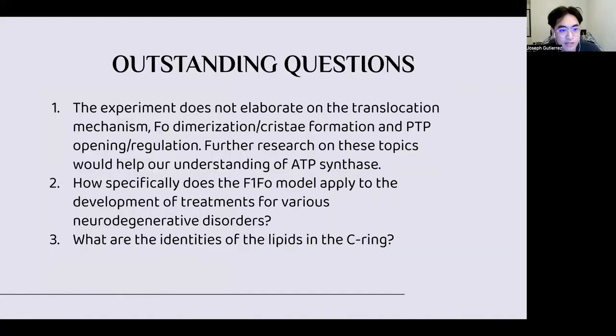Lastly, these were some of our outstanding questions. The experiment didn't elaborate on the translocation mechanism, the F0 dimerization / cristae formation, and PTP opening / regulation. So further research on these topics would help our understanding. Our second question would be, how specifically does the F1 F0 model apply to the development of treatments for various neurodegenerative disorders? And lastly, what are the identities of the lipids in the C ring?